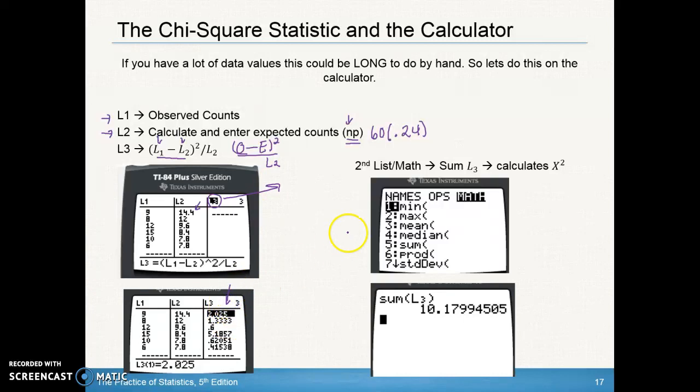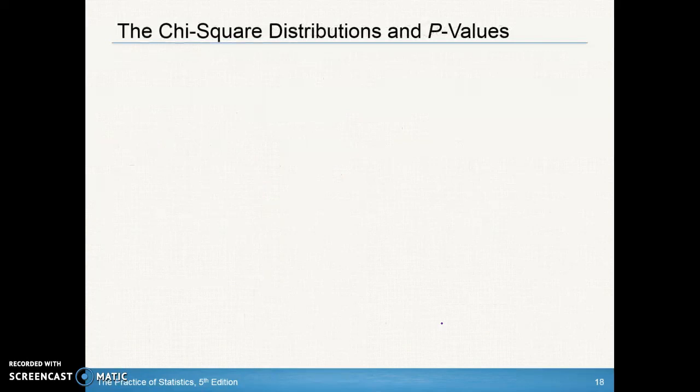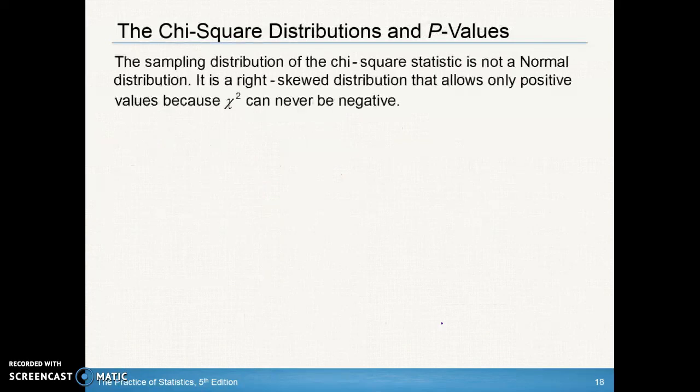So now what we're going to do is sum list 3 to get my chi-square statistic. So you're going to hit 2nd, list, go to math, go over to sum, go down to sum right here, and then make sure you hit enter. It'll take you to your home screen, and you're going to hit L3, and that will give you your chi-square statistic. So that's a way to do it by hand. However, your graphing calculator, when you do the chi-square test, will give it to you with almost no work required. So we'll be going over that later.